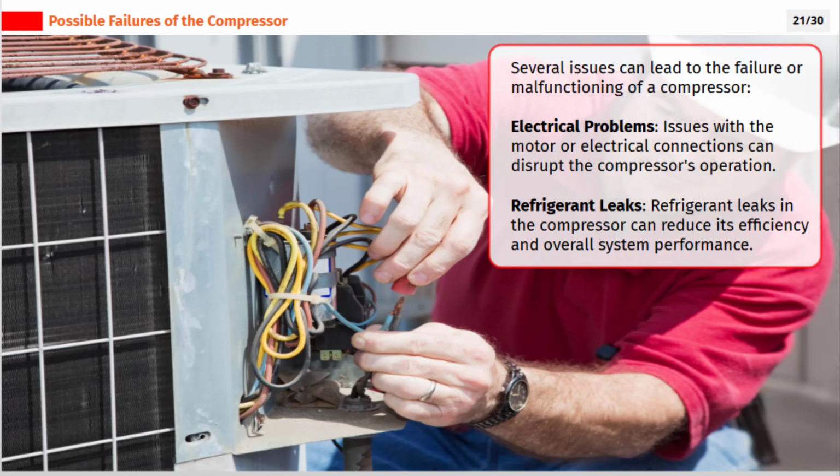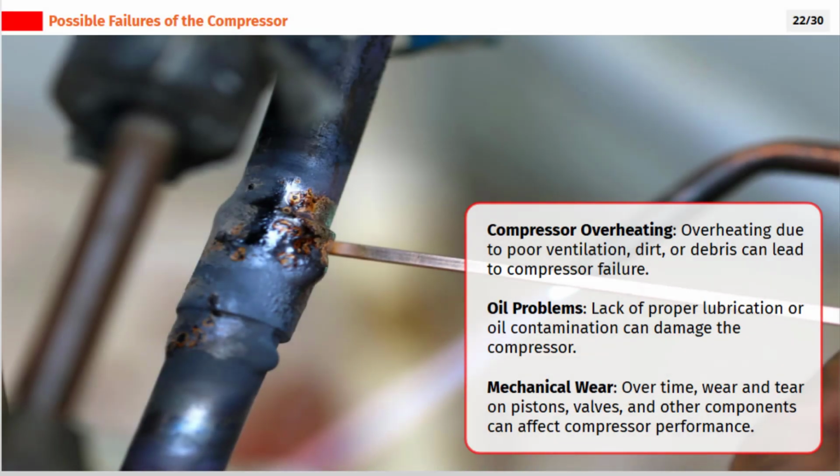Several issues can lead to the failure or malfunctioning of a compressor. Electrical problems. Issues with the motor or electrical connections can disrupt the compressor's operation. Refrigerant leaks. Refrigerant leaks in the compressor can reduce its efficiency and overall system performance. Compressor overheating. Overheating due to poor ventilation, dirt, or debris can lead to compressor failure. Oil problems. Lack of proper lubrication or oil contamination can damage the compressor. Mechanical wear. Over time, wear and tear on pistons, valves, and other components can affect compressor performance.